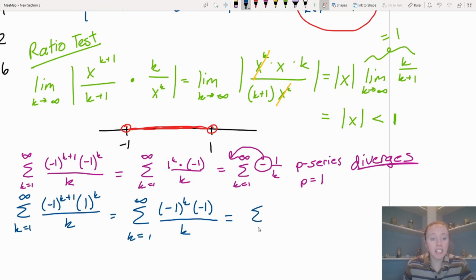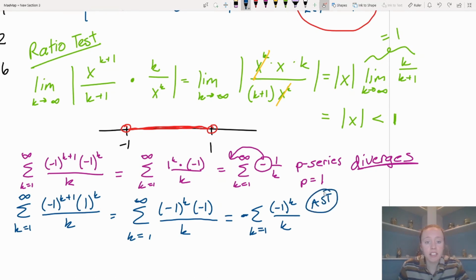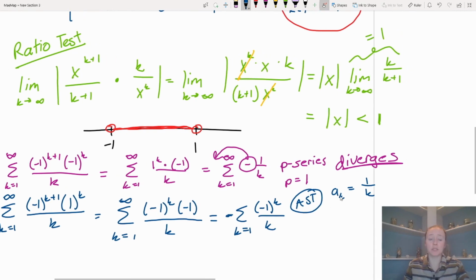So the difference between these two series: when I plugged in a -1, I just had a simple p series. But pulling this -1 out in front, when I plugged in my +1, I now have an alternating series. So I need to do the alternating series test to see if I'm converging or diverging. I'm going to do the alternating series test where my a sub k is 1 over k. Because remember, when we're doing the alternating series test, we're looking at that absolute value as our a sub k.